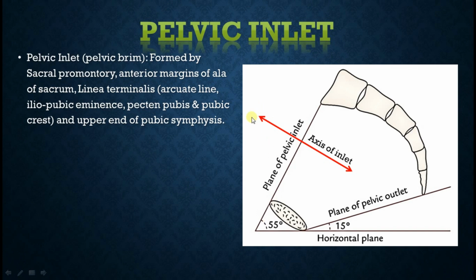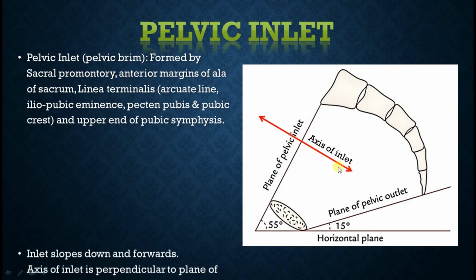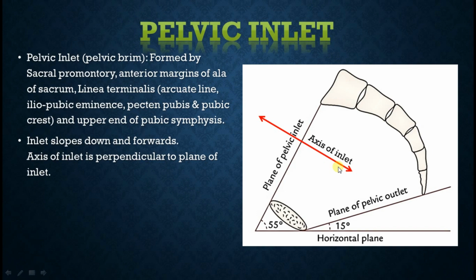If you draw a line perpendicular to the plane of the pelvic inlet, that is called the axis of the inlet. If you prolong this, it will extend to the umbilicus. Your uterus lies along the axis of the inlet. Your normal anteverted, anteflexed uterus lies in line with the axis of the inlet.